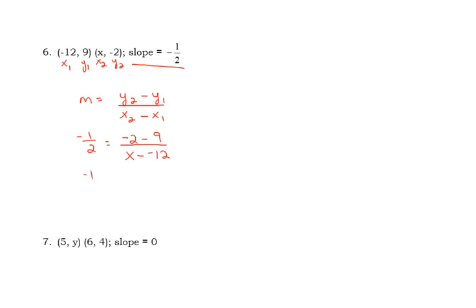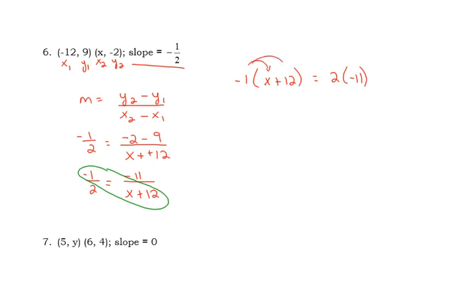Now I'm going to clean up the right-hand side of the equation a little bit. Negative 2 minus 9 is negative 11. And minus a negative becomes x plus 12. Now again, we have one fraction equal to one fraction, so we're going to cross multiply to solve for x. We have negative 1 times x plus 12 equals 2 times negative 11. Distribute the left-hand side of your equation, so you get negative x minus 12 equals negative 22.